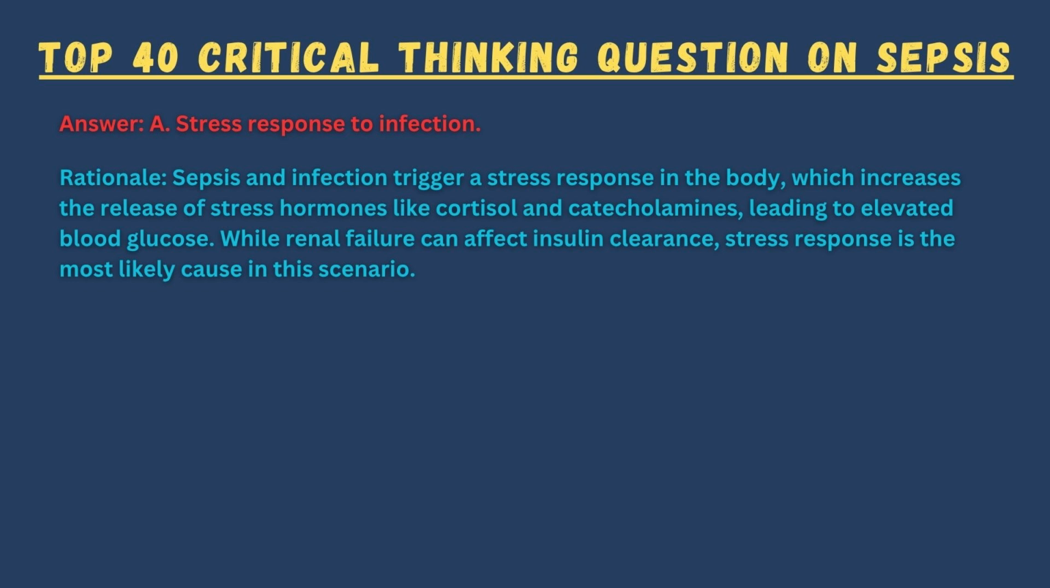Rationale: Sepsis and infection trigger a stress response in the body, which increases the release of stress hormones like cortisol and catecholamines, leading to elevated blood glucose. While renal failure can affect insulin clearance, stress response is the most likely cause in this scenario.